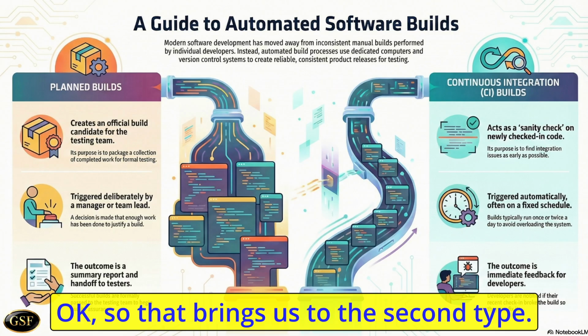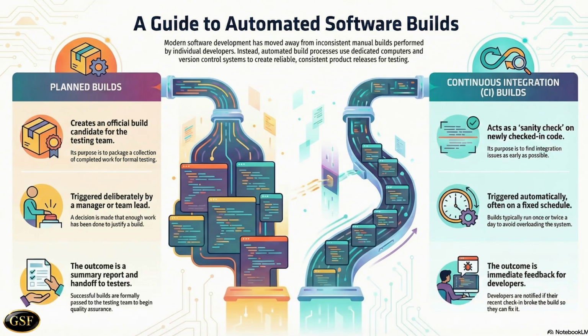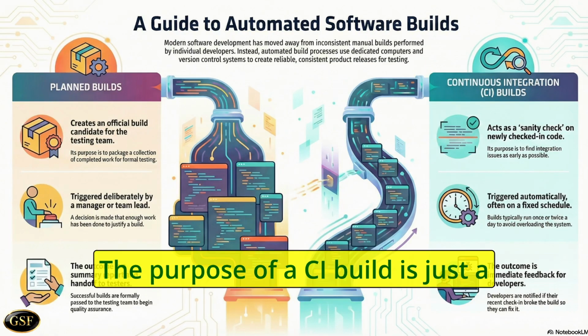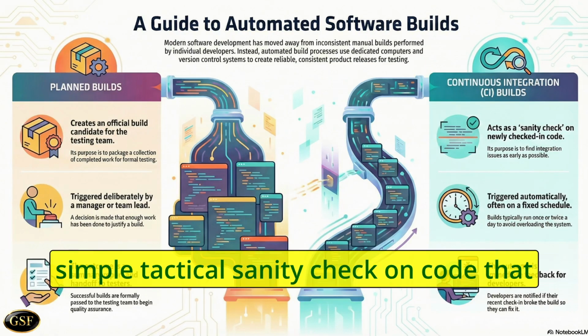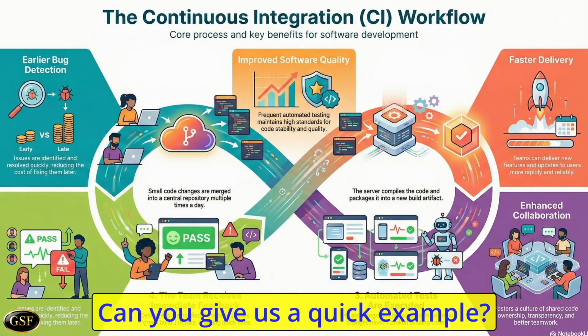Okay, so that brings us to the second type, continuous integration, or CI, builds. This sounds more tactical. That's a perfect word for it. The purpose of a CI build is just a simple, tactical sanity check on code that was recently checked in. It's about immediate feedback for developers. Can you give us a quick example?